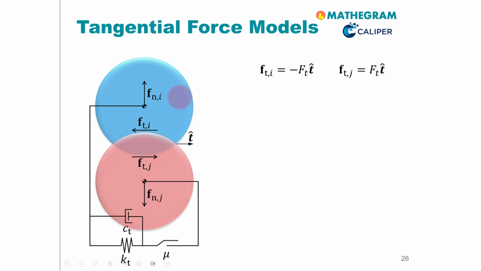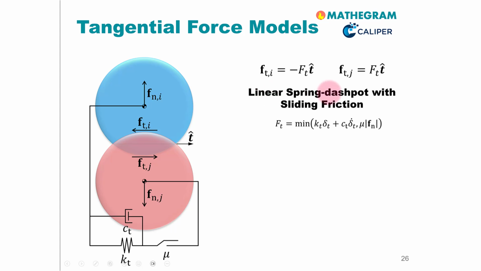Let us now come to a model that's very often employed in DEM simulations, which is a linear spring dashpot with sliding friction tangential force model. You see here that we have added a spring in the tangential direction. If we would write down the equation for this model, it would look like this. This is this spring force, which is in parallel to the damping force, so it needs to be added up, and it's bounded by the Coulomb limit. This is this frictional slider here.